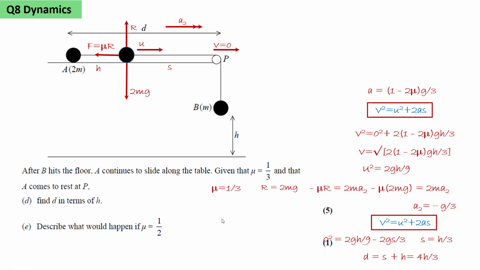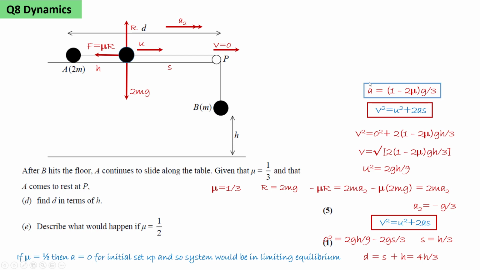We're asked to describe what would happen if μ equals a half. If μ equals a half, we look at the original expression for the acceleration at the beginning of motion, and we'd see this acceleration is 0. So if μ equals a half, a would be 0 for the initial setup, and so the system would be in limiting equilibrium.